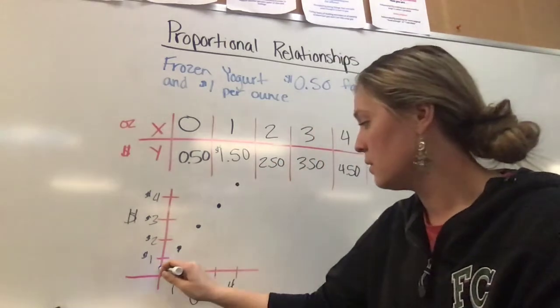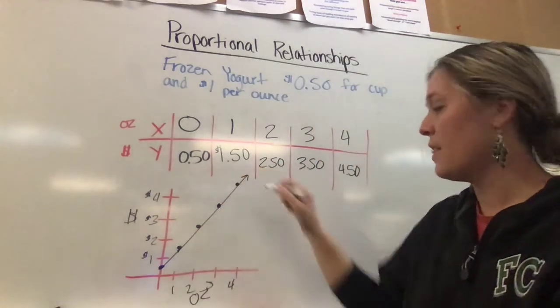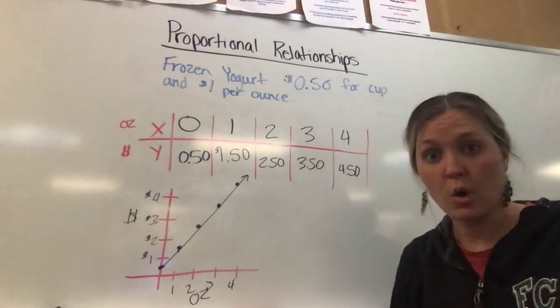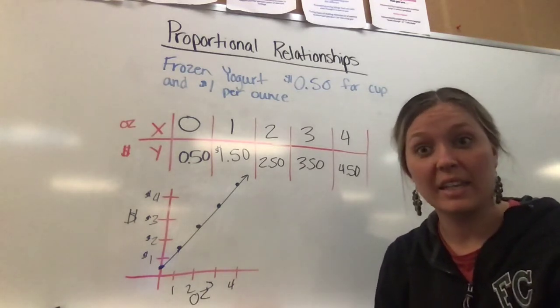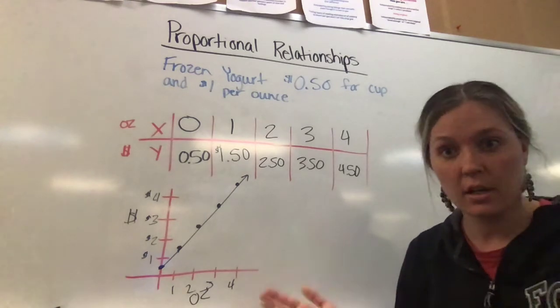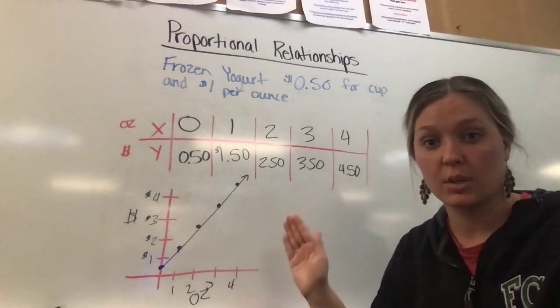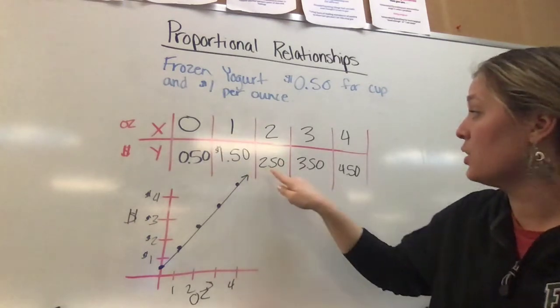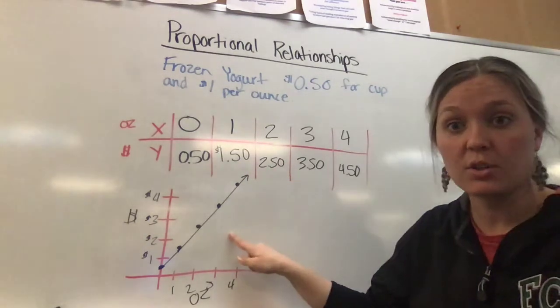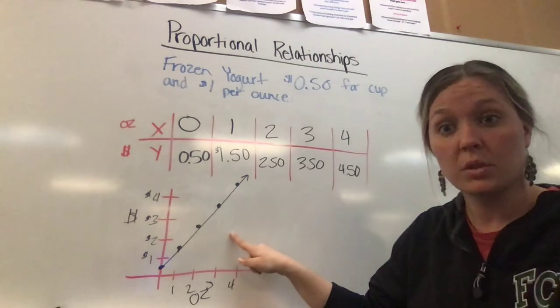So notice, this is a straight line. So if I see a straight line on a graph, we call that linear. Line, linear. That means it grows at a constant rate. So in this one, each time you go up 1 ounce, it's increasing by $1. So this does grow at a constant rate, so it's linear.